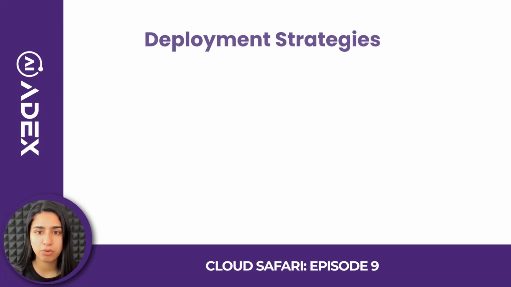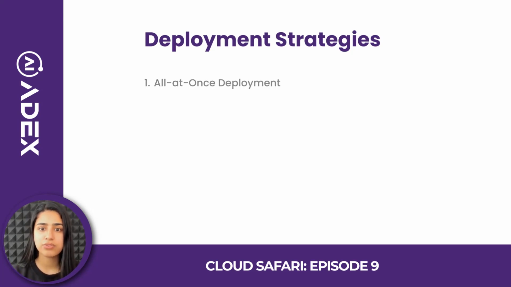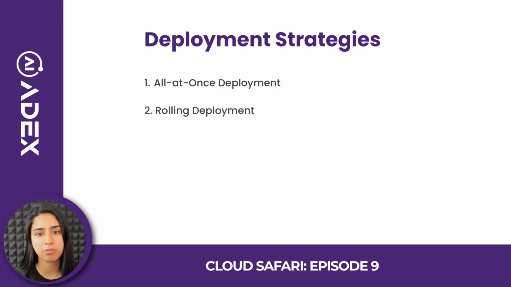Now let's understand the deployment strategies in Elastic Beanstalk in a little more detail. The first one is all-at-once deployment. As the name suggests, with this strategy, Elastic Beanstalk deploys the new version of our application to all instances simultaneously. The second one is rolling deployment. This strategy deploys your application incrementally, updating a few instances at a time. Elastic Beanstalk waits for the updated instances to pass health checks before moving on to the next batch.